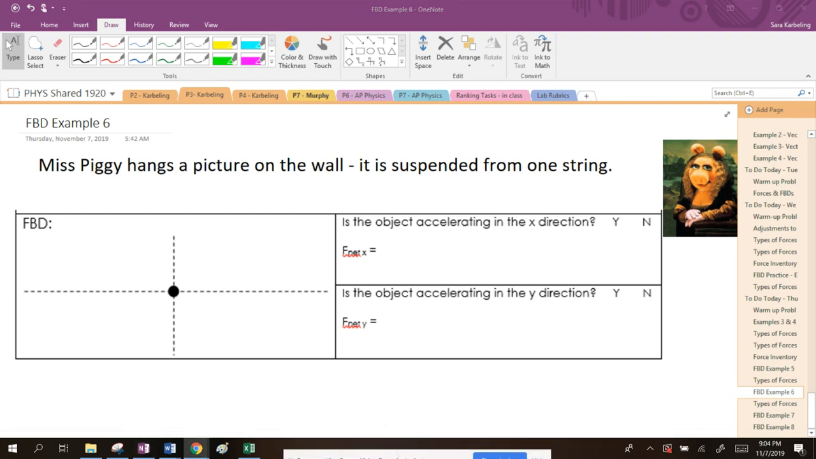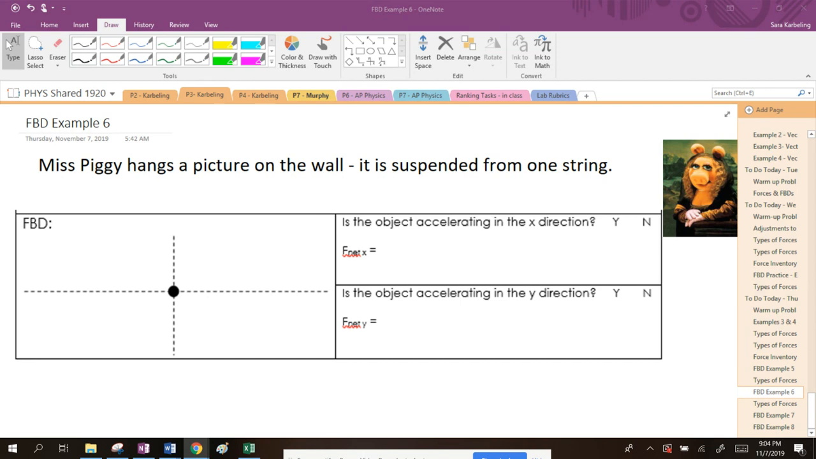Hey physicists, we're going to take a look at example 6. This goes on the green sheet that you had yesterday, and it's just another problem. The more problems we do, the better we understand this force business.